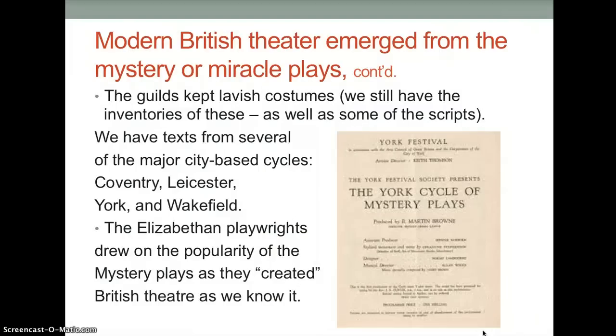So this is the root or the beginning of the British theater. And we know from what records we still have that the guilds kept lavish costumes. We in fact have some of the scripts from some of the city cycles, which were the larger cycles of the mystery plays. And these would have then influenced the theater as it was emerging in the Elizabethan period. Certainly we know that the Elizabethan playwrights drew on the popularity of the mystery plays. They referred to them in their plays, and many of them probably were sons of guildsmen, so they would have known the mystery cycles intimately.